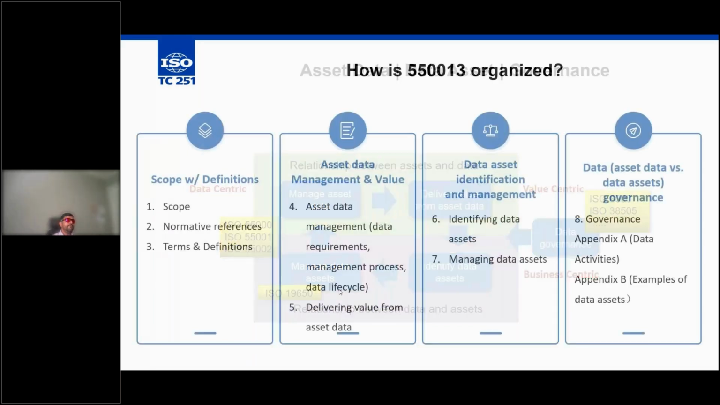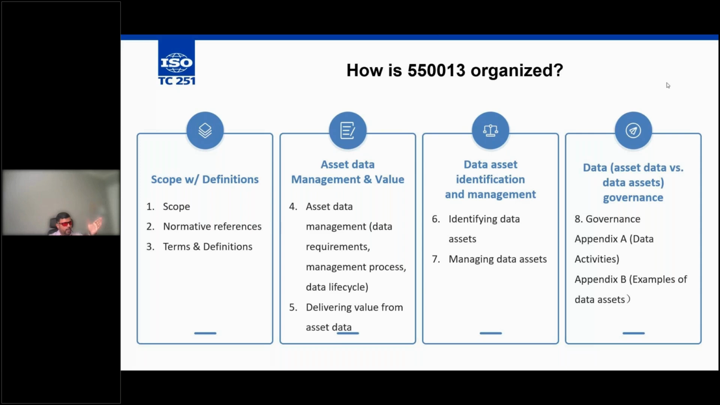So how is the 55013 organized? I would like to view this as four major buckets. The first bucket is all formalities. It has the scope of the standard, the normative references, terms and definitions. Definitions are important. We need to know the terms of reference and what they mean before jumping into the more technical details of the clause. So the first three set the base foundation. The next two buckets, one addresses asset data, the other addresses data assets. And then finally, the fourth bucket, we talk about data governance to wrap this up nicely.